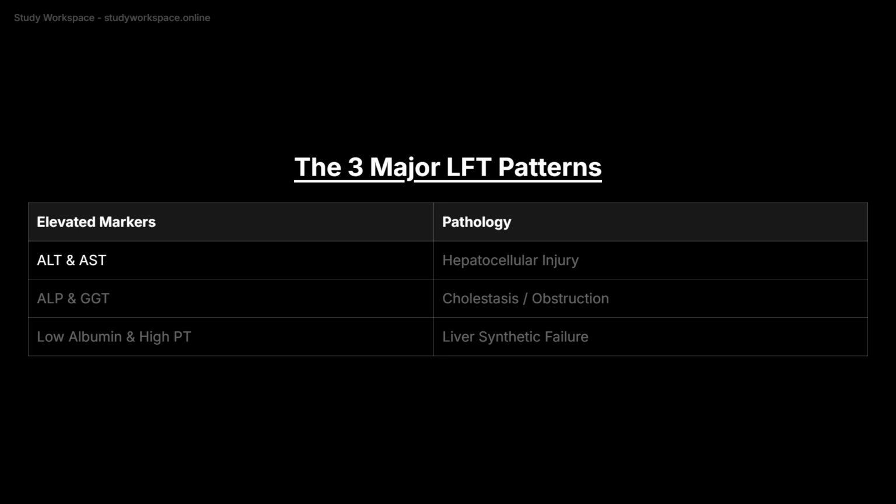Finally, remember the 3 major liver function test patterns. If alanine aminotransferase and aspartate aminotransferase are predominantly elevated, think hepatocellular injury. If alkaline phosphatase and gamma-glutamyl transferase are predominantly elevated, think cholestasis or biliary obstruction. If albumin is low and prothrombin time is prolonged, think impaired liver synthetic function or liver failure. Those 3 patterns alone will help you interpret most liver function tests in both examinations and clinical practice.